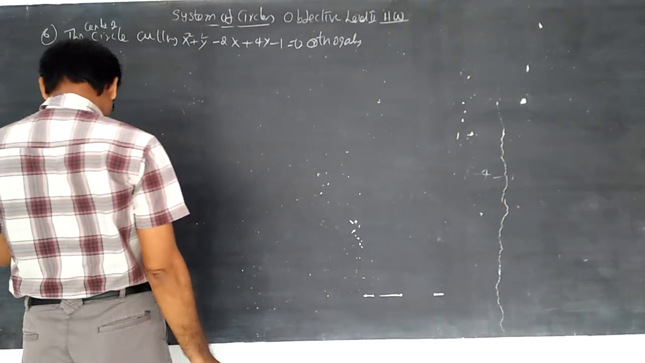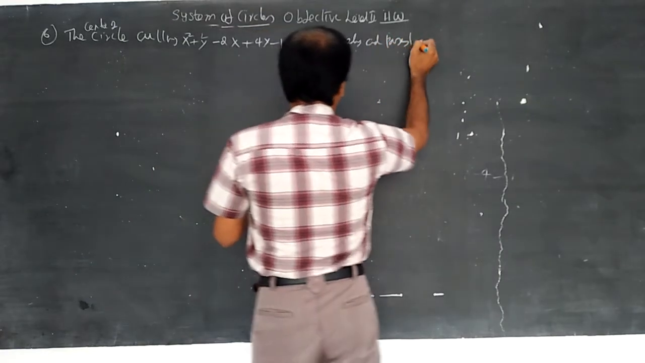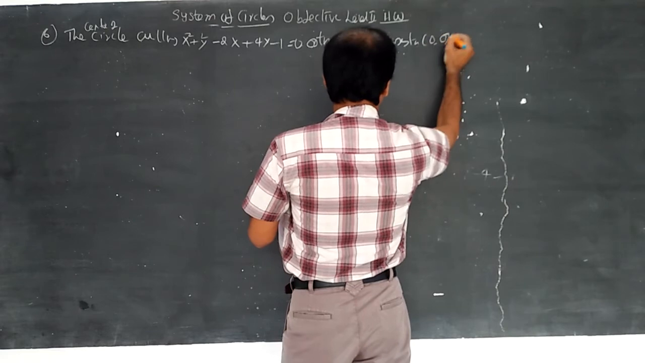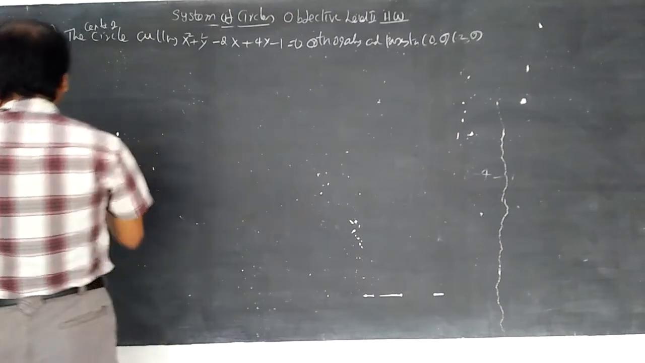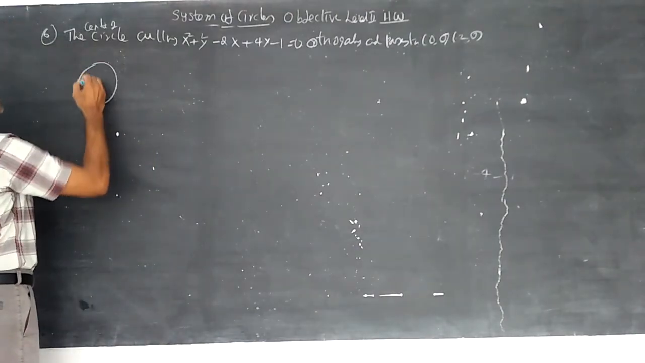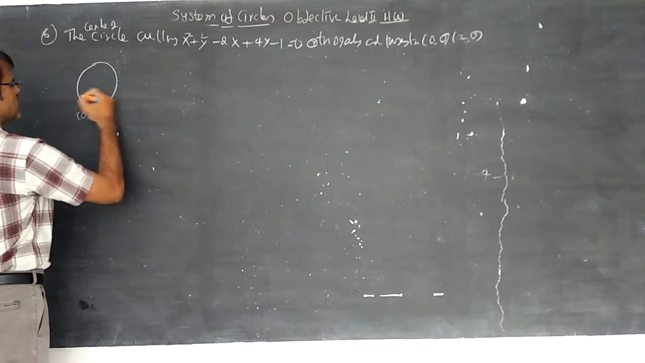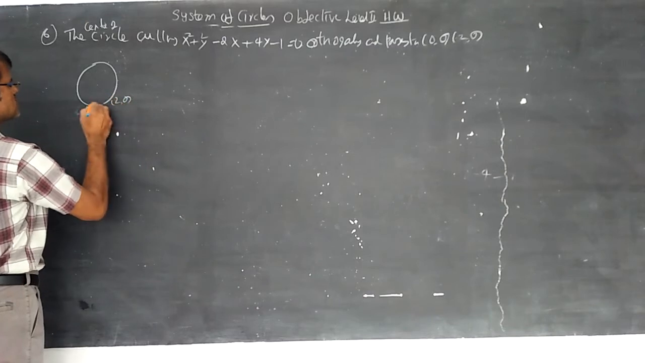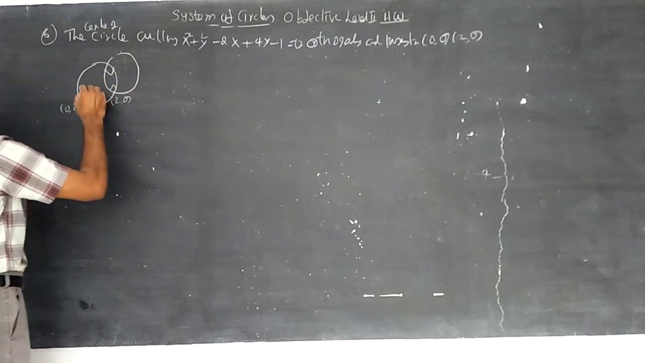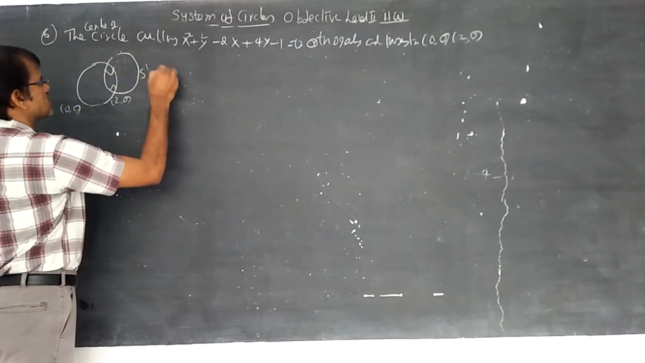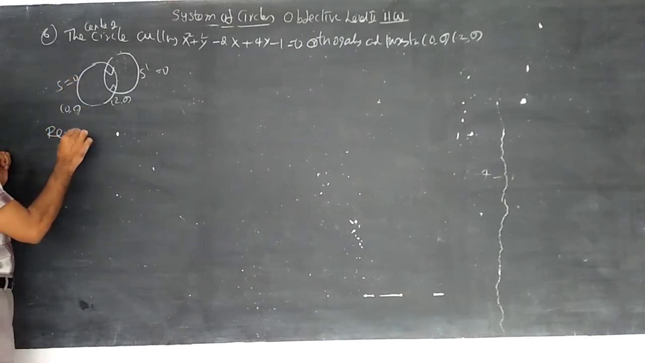The center of the circle cutting this circle orthogonally and passing through (0, 0) and (2, 0). We need a circle center. Draw a circle like this, passing through 0, 0 and 2, 0. This circle is orthogonal. This is the required circle, and this is the given circle S' equal to 0. The required circle is S equal to 0.